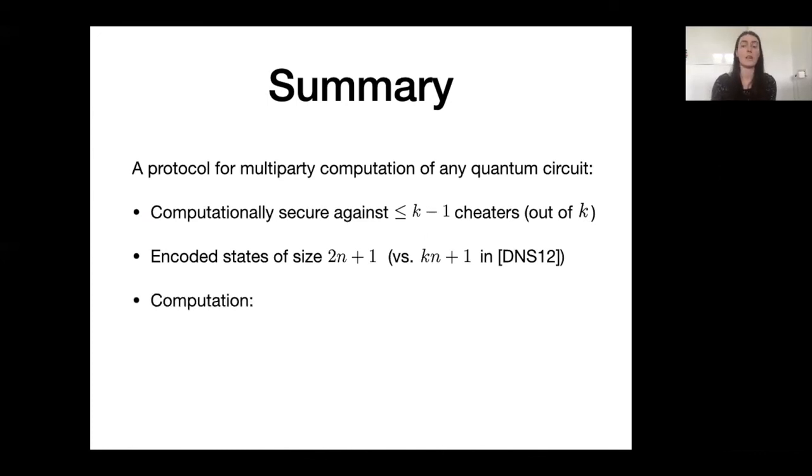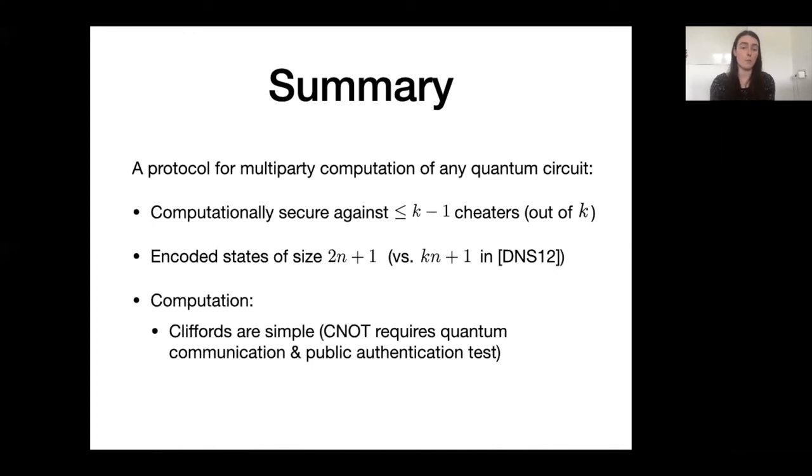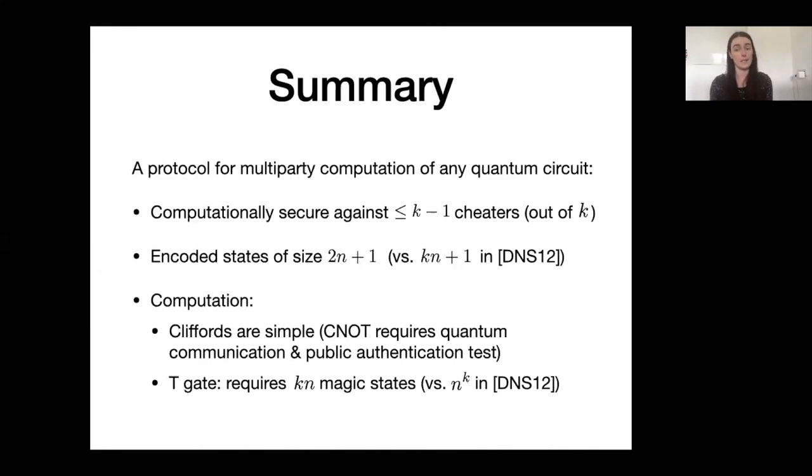Computation is done gate by gate, where Clifford operations are relatively simple, although with 2-qubit gates such as the CNOT, we do require some quantum communication and a public authentication test. A T gate requires more work. In particular, it needs an encoded magic state, which we generate from k times n untrusted magic states. This is a big improvement over the n to the power k magic states that were needed in the naive extension of the 2-party computation protocol.